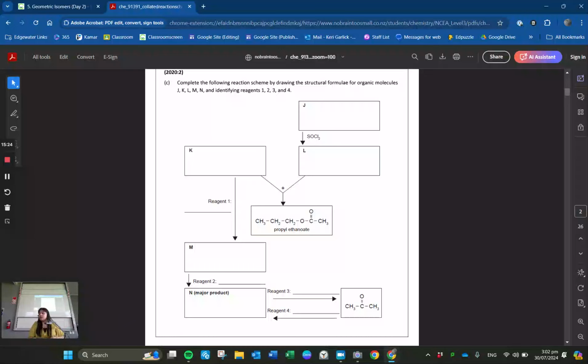Okay? So let's talk about those two reactions. I'm just mindful of time. So the first type of reaction we have is Markovnikov's rule.